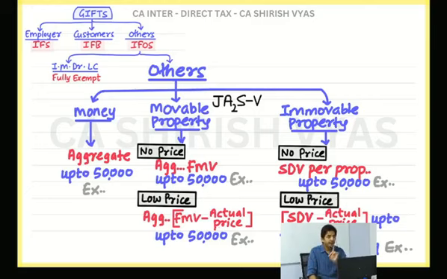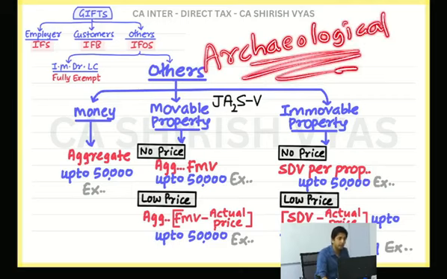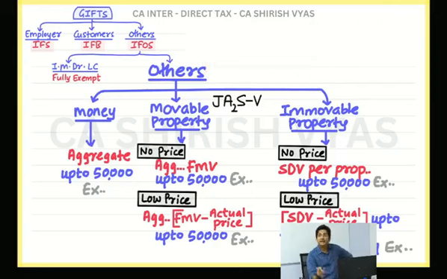Jewelry. A stands for artistic work. Drawings, paintings, sculptures, any work of art. There is one more A. Archaeological collections. How do I spell it? Archaeological collections. Read what is written. What is archaeological collection? Antiques. Some things which are of very ancient times.